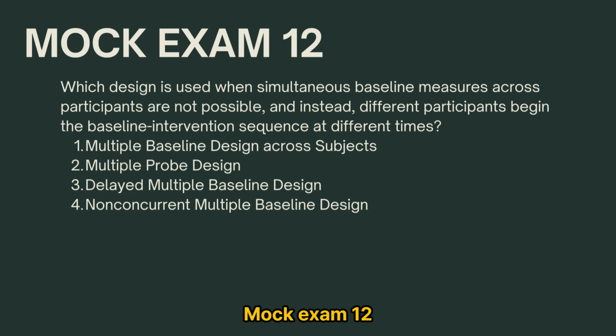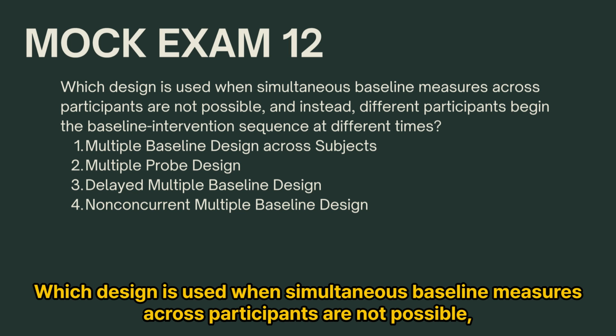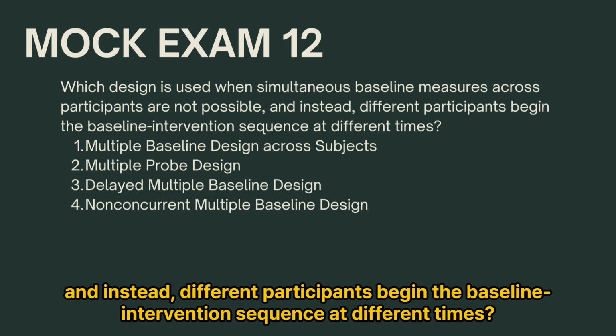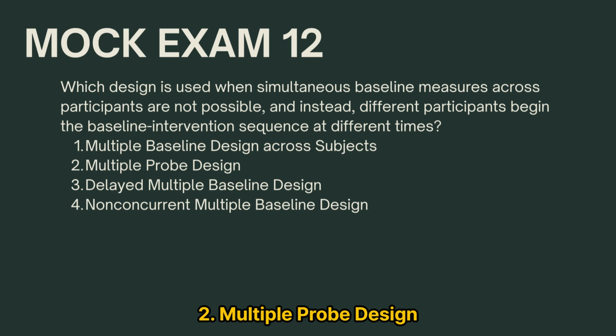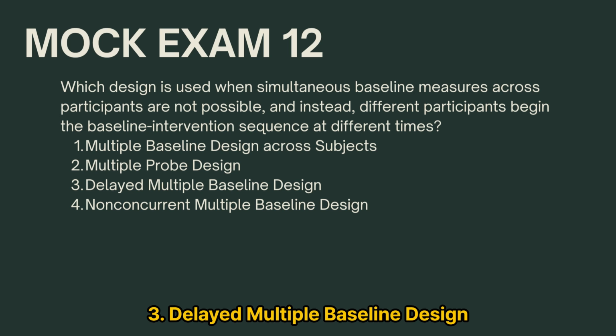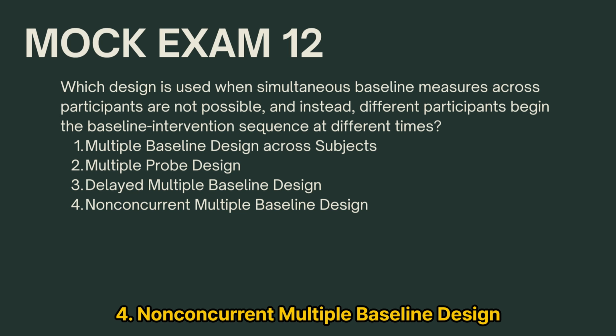Mock Exam 12. Which design is used when simultaneous baseline measures across participants are not possible, and instead, different participants begin the baseline intervention sequence at different times? 1. Multiple baseline design across subjects. 2. Multiple probe design. 3. Delayed multiple baseline design. 4. Non-concurrent multiple baseline design.